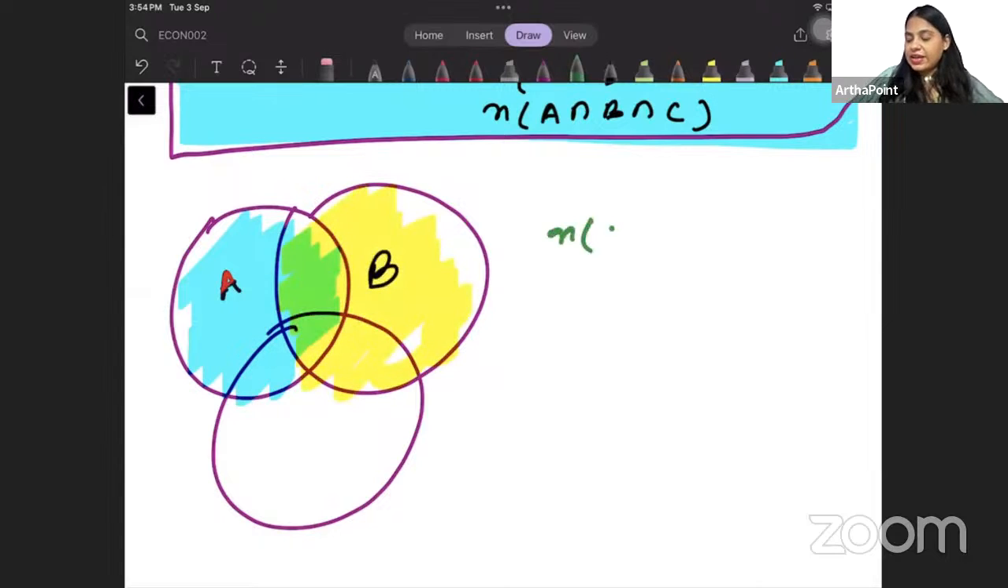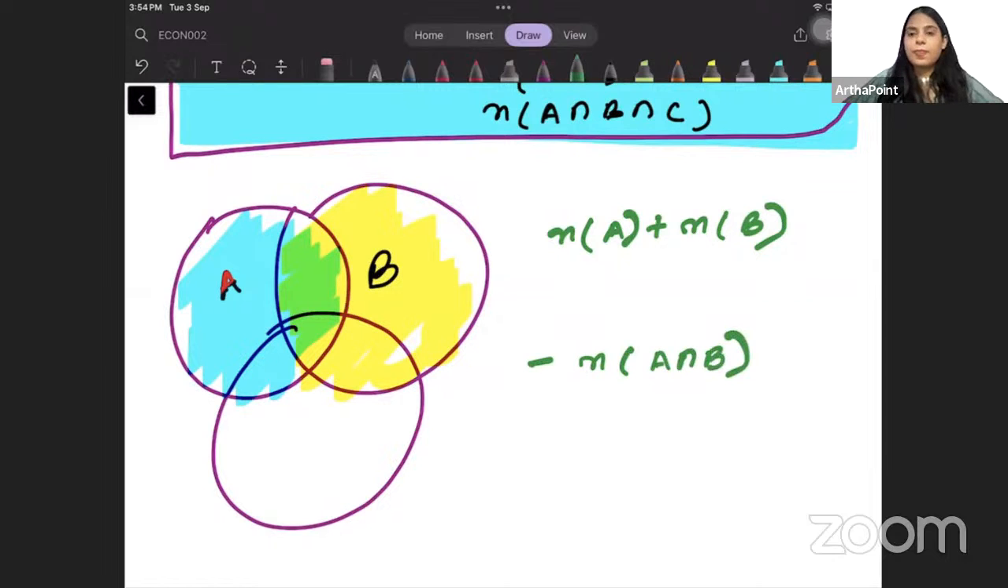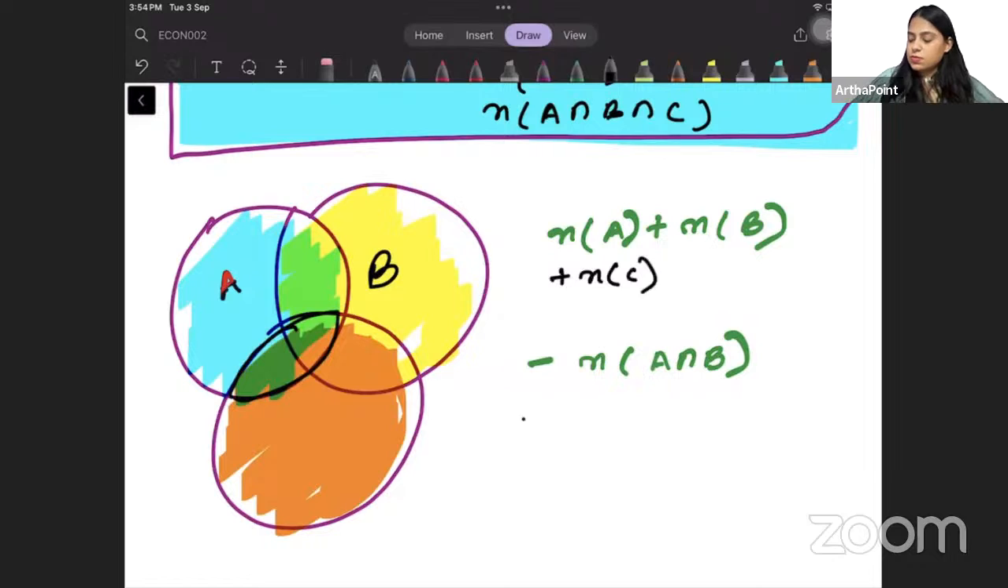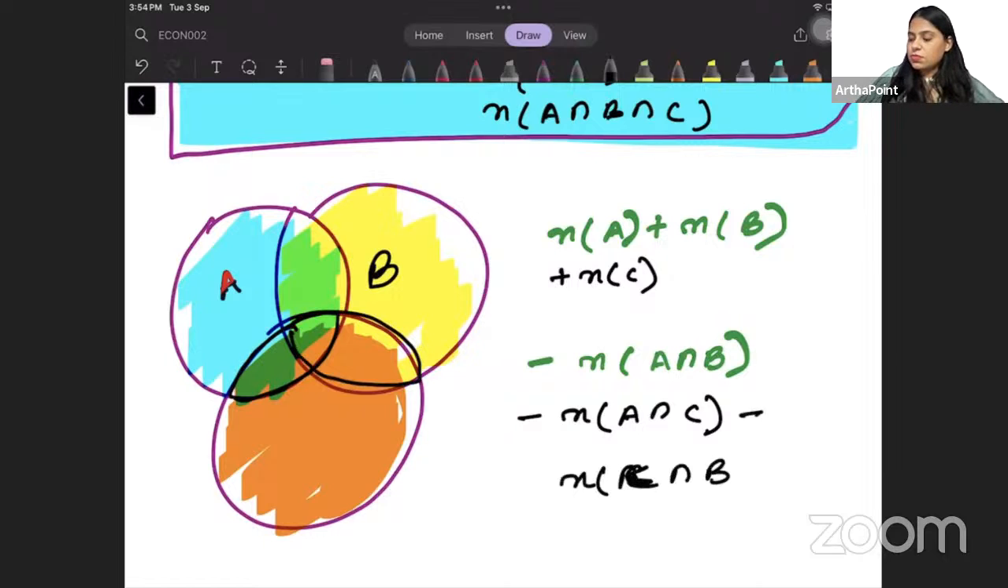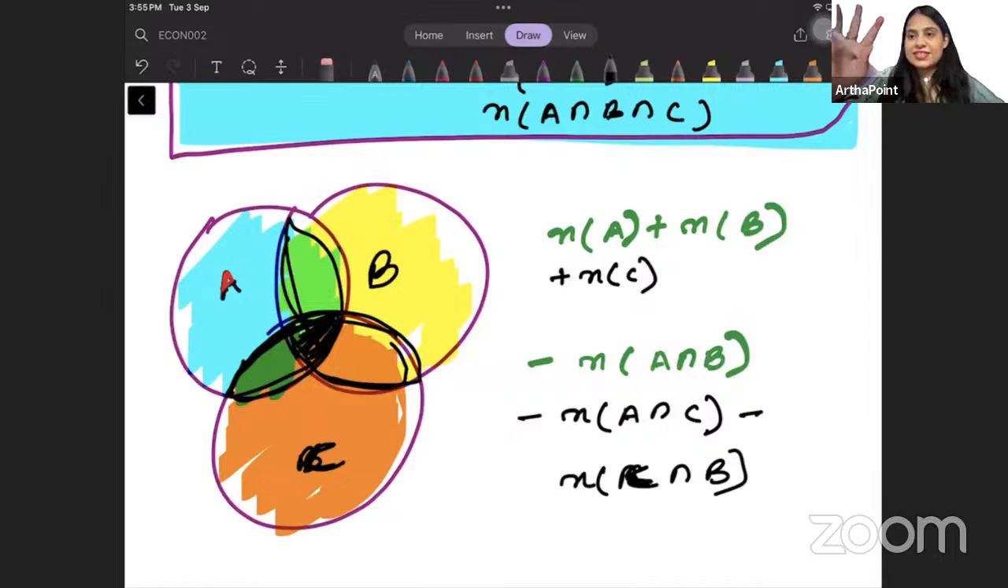When we add A and B, beta, this part became green, it came twice. So I need to subtract A intersection B. Then I need to add all elements of C. This part's color also changed, it means it came twice, so I need to subtract this once. And this also came twice, its color changed too, so I need to subtract this once. This is C. But when you subtract this and this, you have subtracted this thrice.